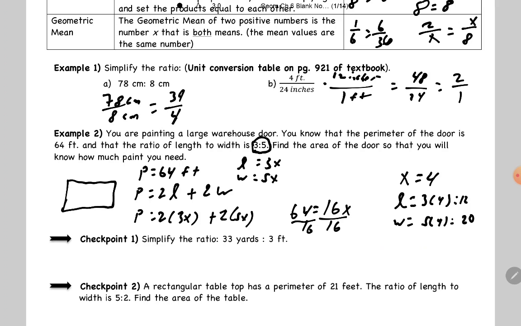Now we just need to find the area. Area is length times width. So 12 times 20 is 240. And what are we using? Feet. So this would be 240 feet squared.